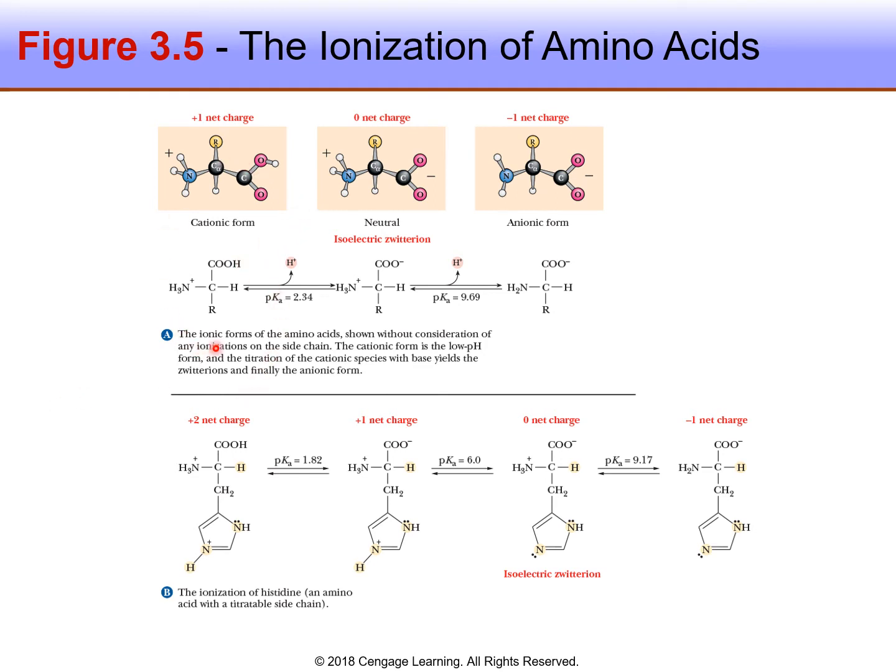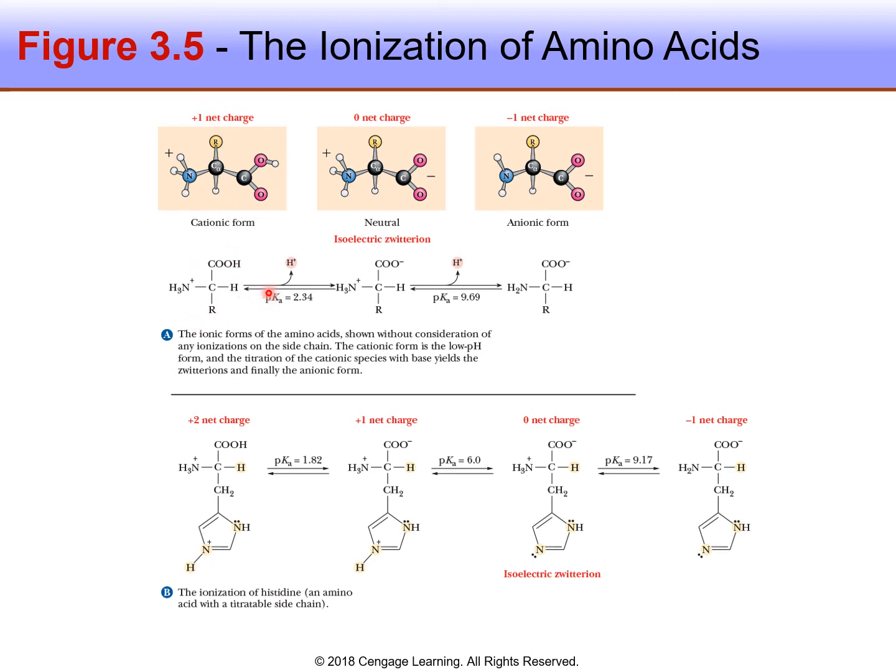Now, we usually start with the fully protonated form. If we take, for example, this general form for an amino acid where R is non-polar or polar uncharged, we start with the fully protonated form. The net charge is +1, so it is called the cationic form.